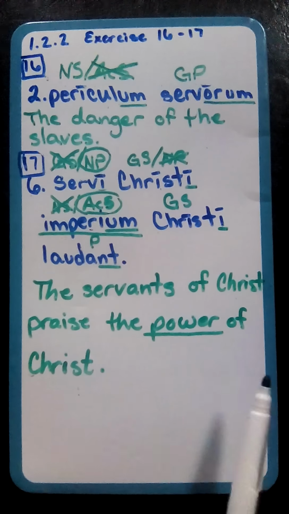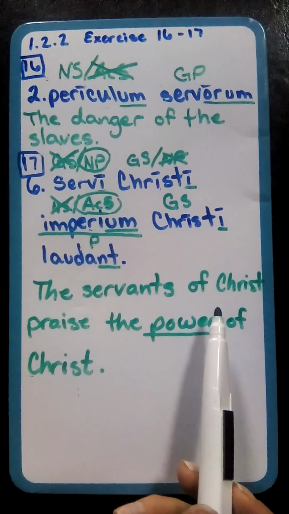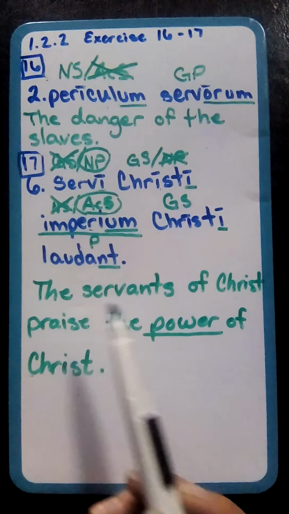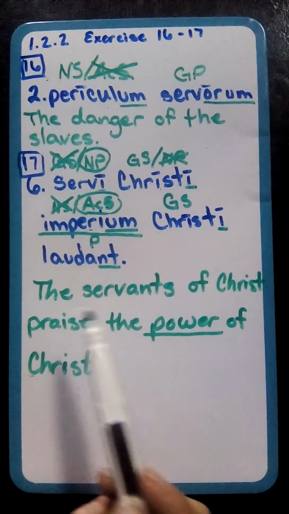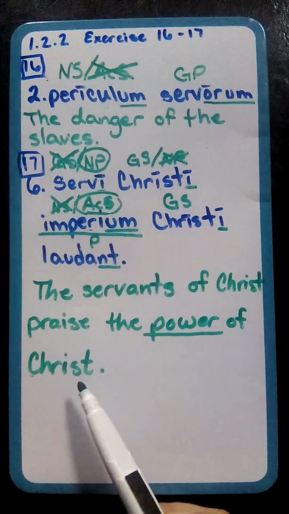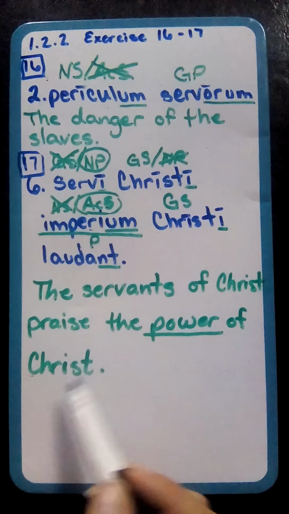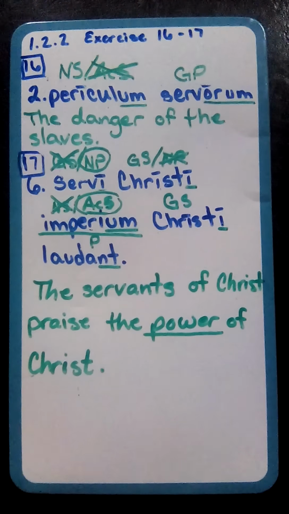So you could have written this a few ways. You could have said the servants of Christ, the slaves of Christ, or you could have said Christ's servants, or Christ's slaves, praise. Then you have the power of Christ, the empire of Christ, the command of Christ, or you could have said praise, Christ's power, Christ's empire, or Christ's command. Any of those are correct.